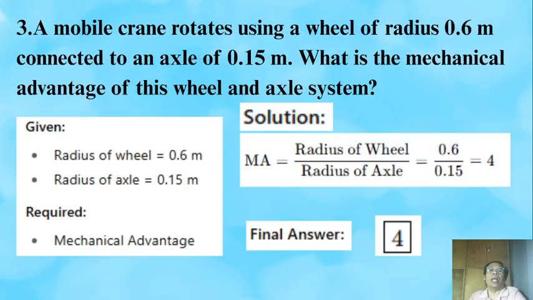333.33 Newton. Number 3, a mobile crane rotates using a wheel of radius 0.6 meter connected to an axle of 0.15 meter. What is the mechanical advantage of this wheel and axle system? Given radius of the wheel 0.6 meter, radius of the axle 0.15 meter, required mechanical advantage. Mechanical advantage formula is equal to radius of the wheel divided by radius of the axle. Substitute the given data and the final answer is 4.